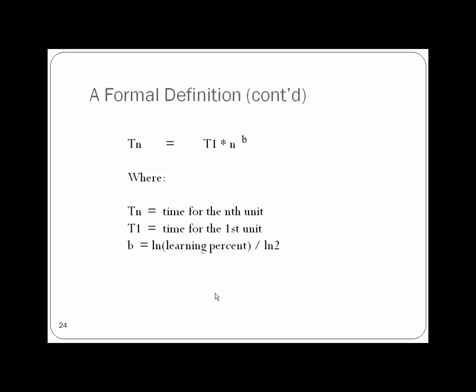So if you look at the formula for b there, the way to intuitively think about that is if we have an 80% learning curve, for every doubling of output, it'd be the natural log of 0.8 divided by the natural log of 2. If we wanted to describe a different kind of learning effect where we saw an 80% learning for every tripling of output, we'd have the natural log of 0.8 divided by the natural log of 3. But let's stick with the classic definition of a learning curve here.